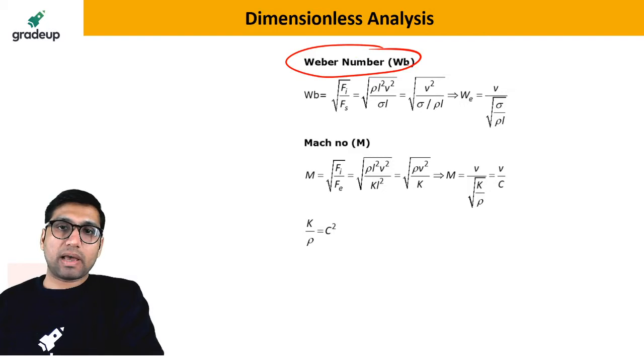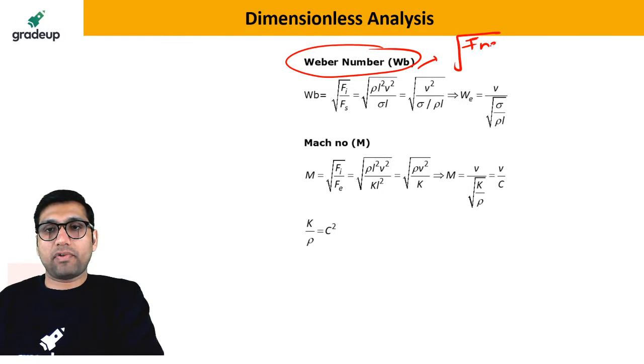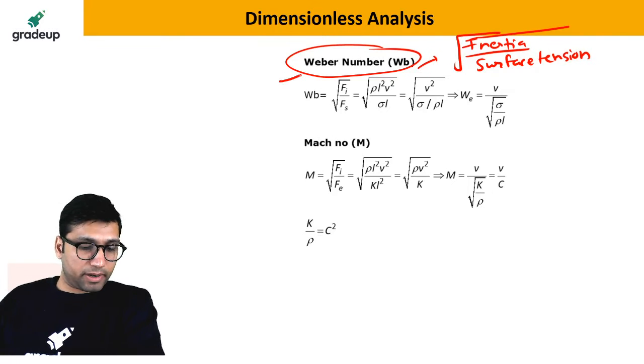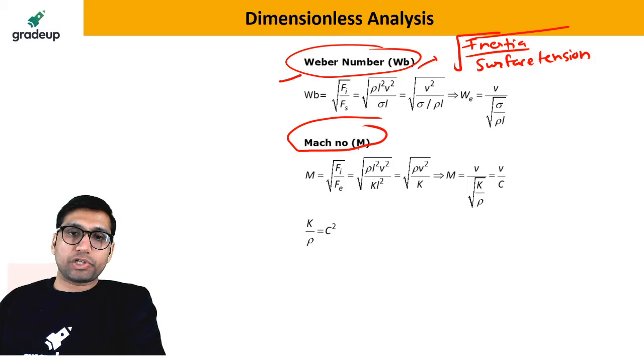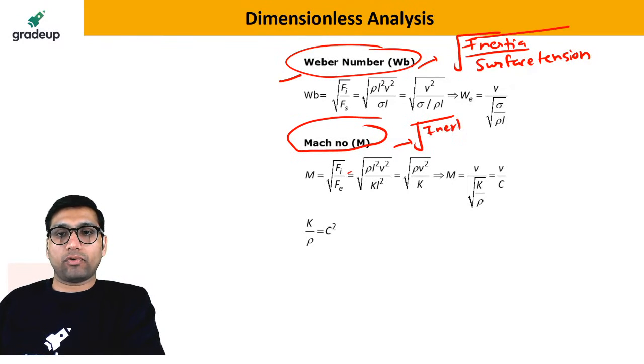Then we use Weber number. Weber number is the root of inertia force by surface tension force. The square root of inertia by surface tension force is called the Weber number. And Mach number is the root of inertia force by elastic force.